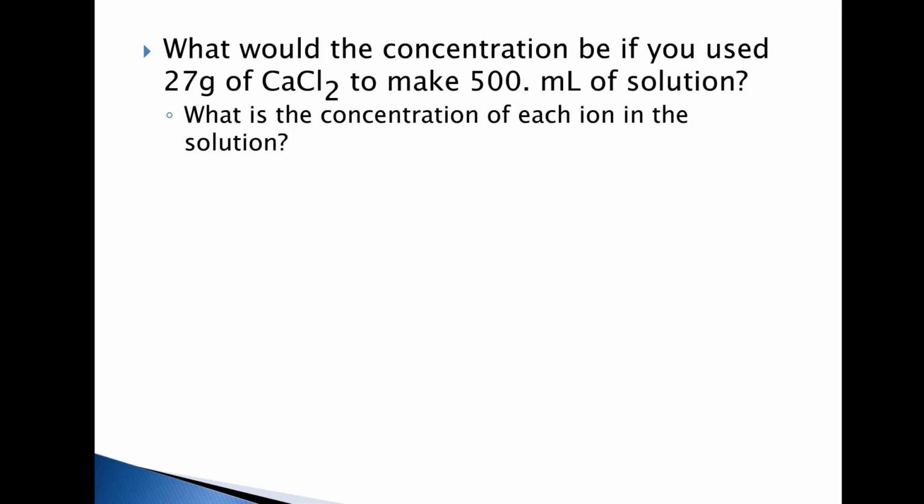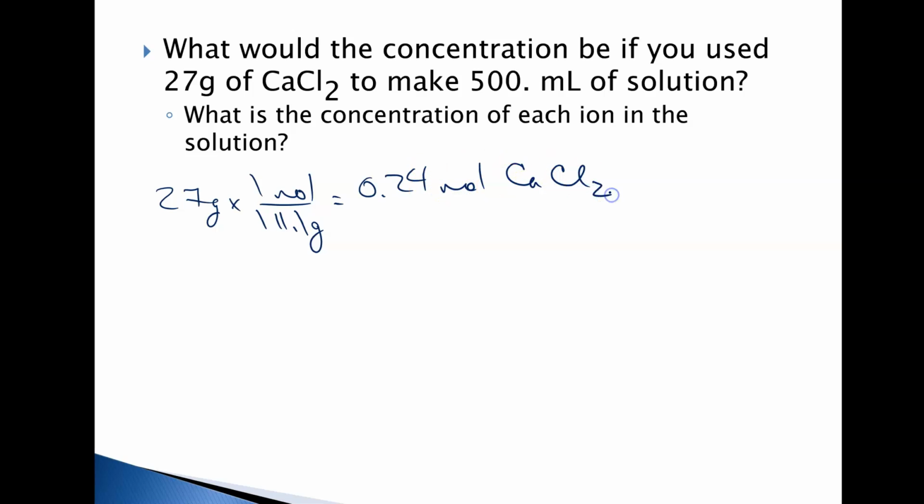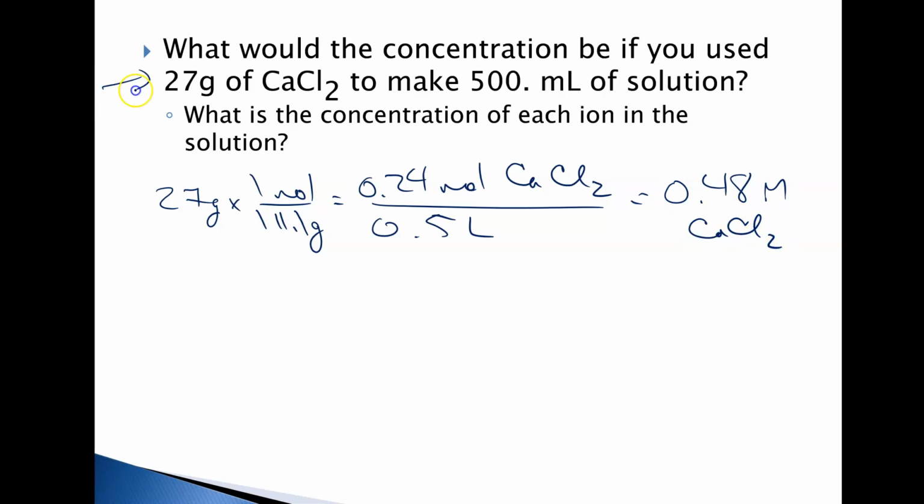Up to you. So what would the concentration be if you use 27 grams of CaCl2 to make 500 milliliter solution? This one, you can't quite do it in the same way. So you have 27 grams. You have to change it to moles. 111.1. Get 0.24 moles of CaCl2. Divide that by the liters. And you get 0.48 molarity CaCl2. So that's the first question.